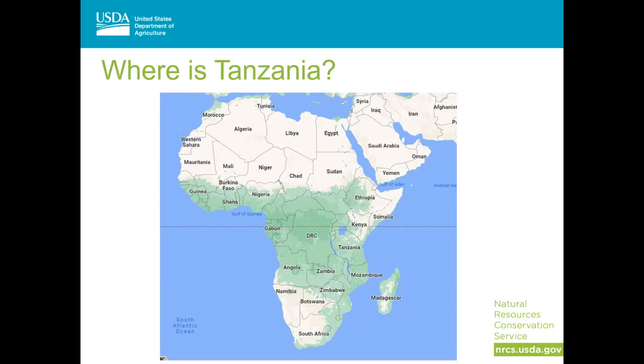So Tanzania is a country in Africa. It's just beneath the equator and it borders Kenya, Uganda, DRC, Zambia, and Mozambique.